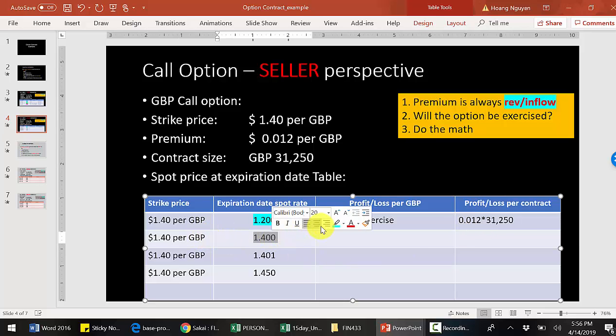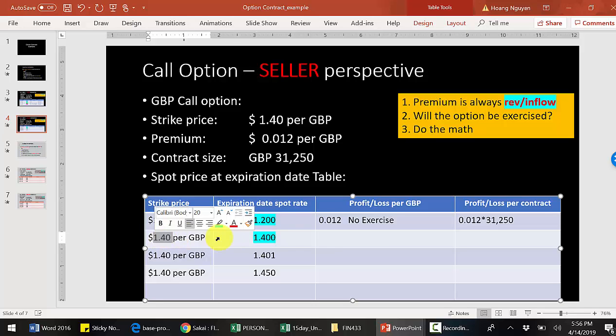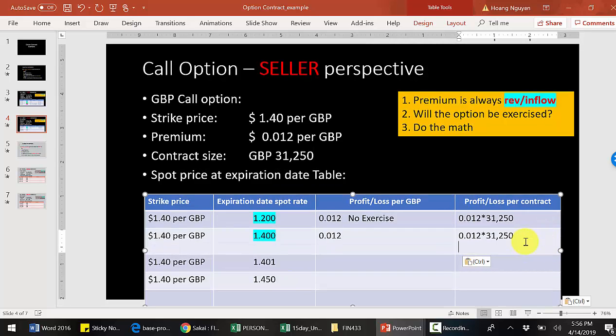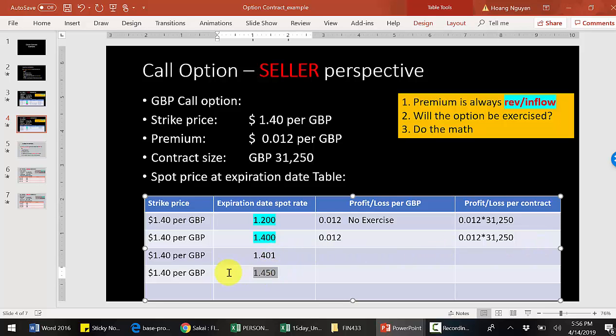Similarly, in the second situation, when the spot rate at the expiration date is equal to the exercise price, we know that first of all the premium is always the revenue. When the two prices are the same, the buyer will not exercise, and therefore here will be the total profit for the option seller. Right? Now, next, let's look at the last scenario. In this case, first of all, let me put the premium in place.